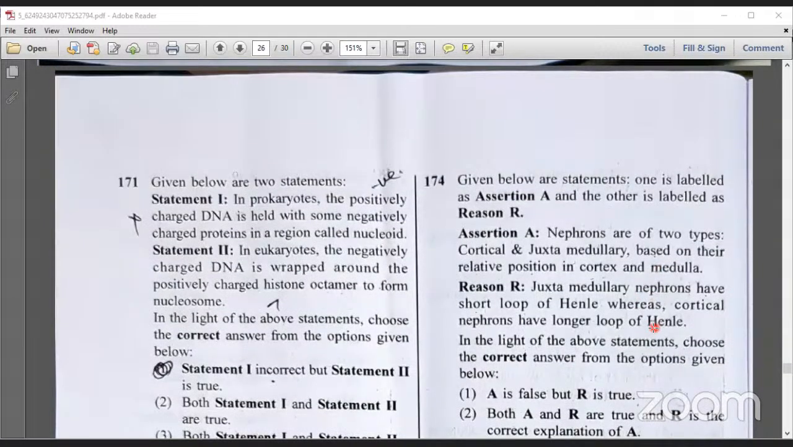171, two statements are there. We are supposed to select the correct statement. The first statement says the positively charged DNA is held with some negatively charged proteins in the region called the nucleus. When we talk about prokaryotes especially, we know they do not have this.